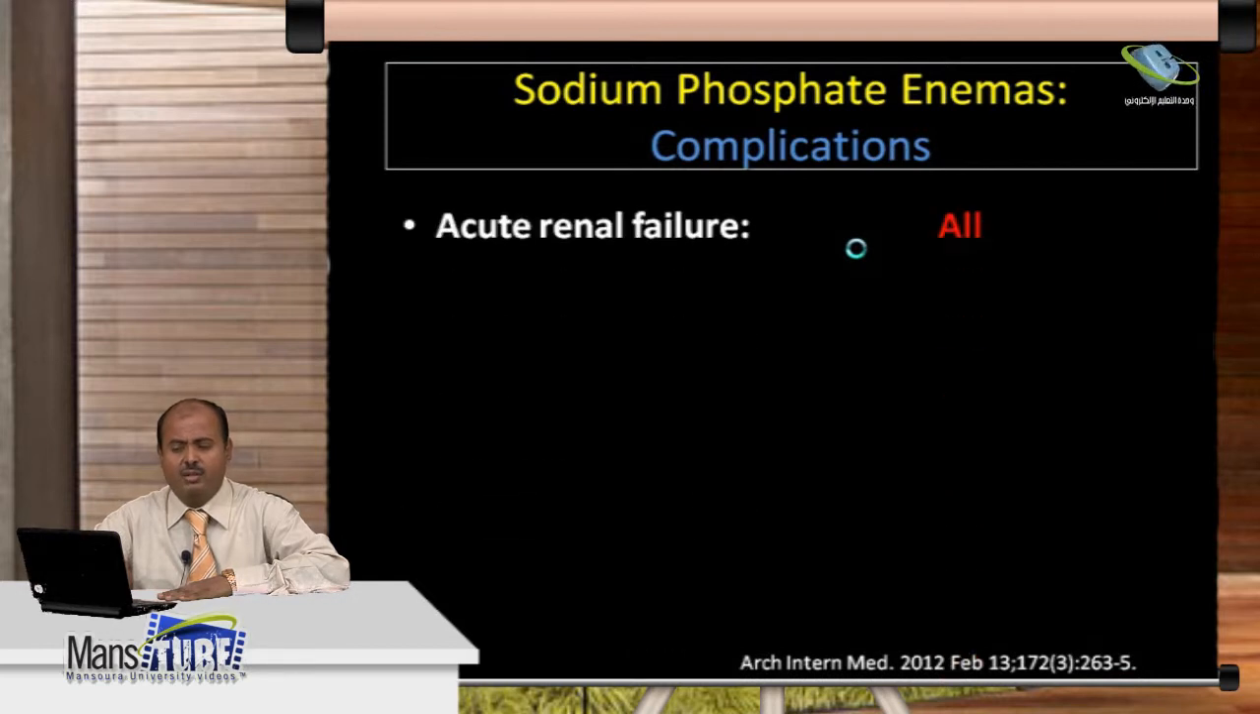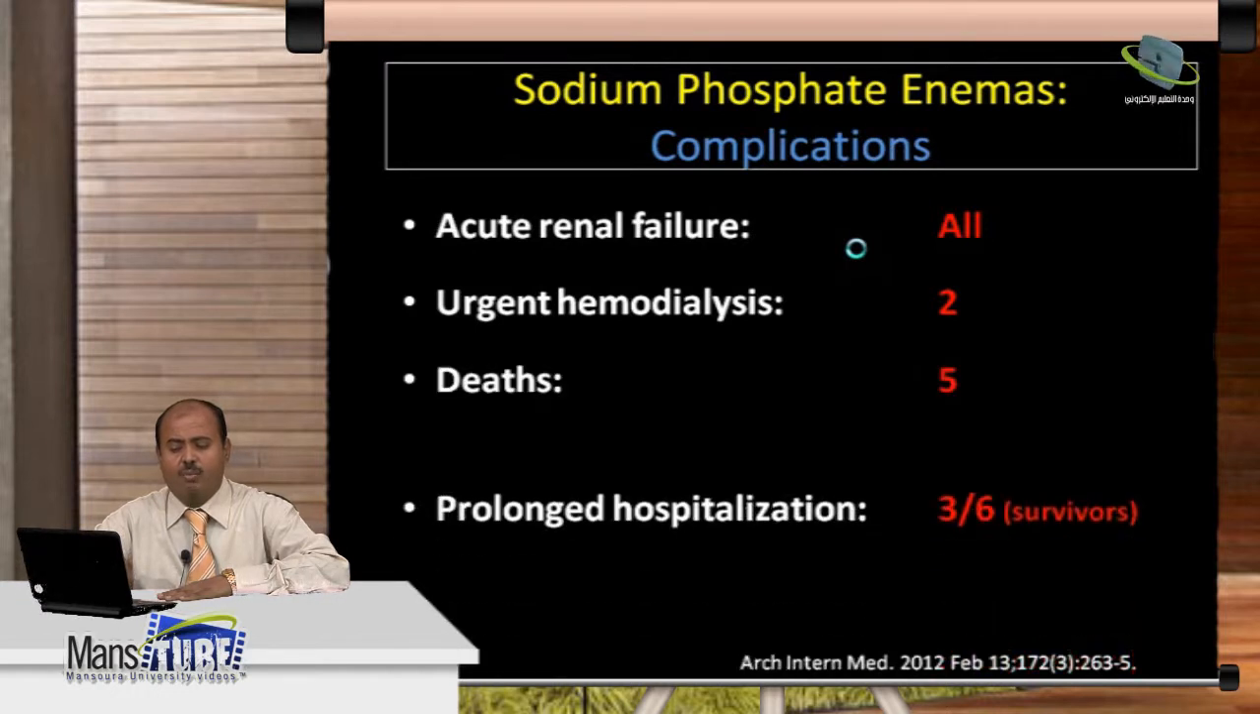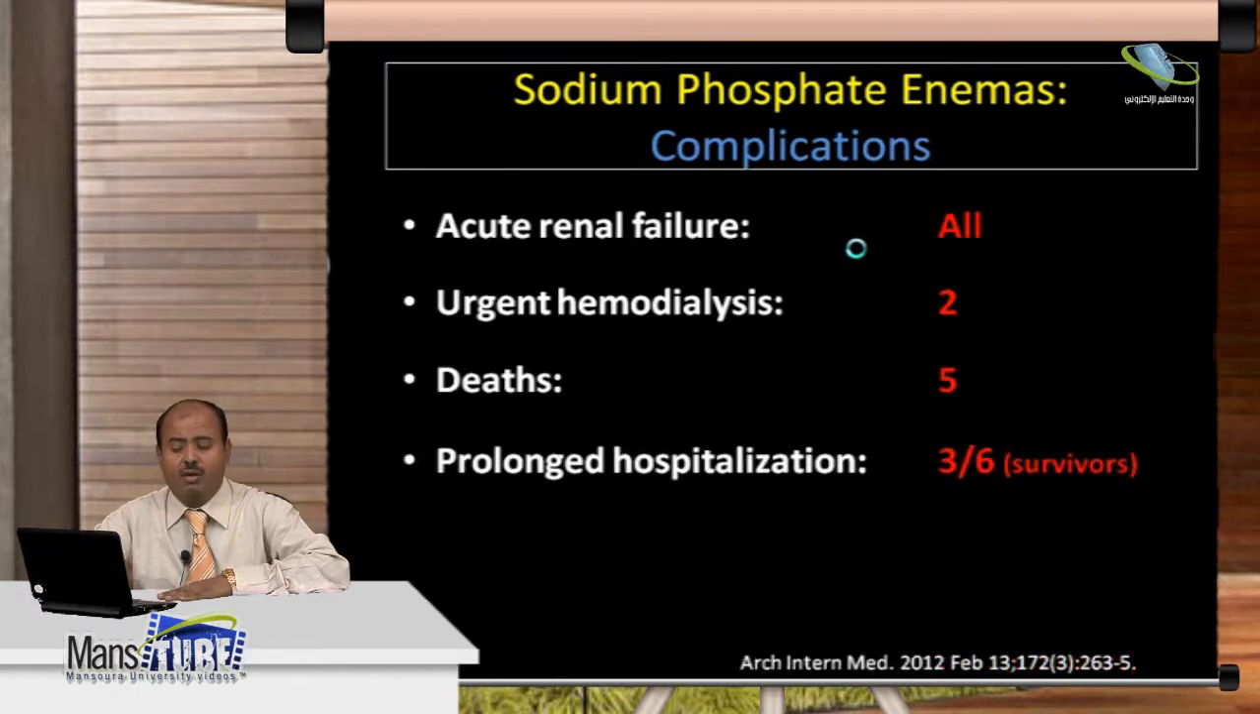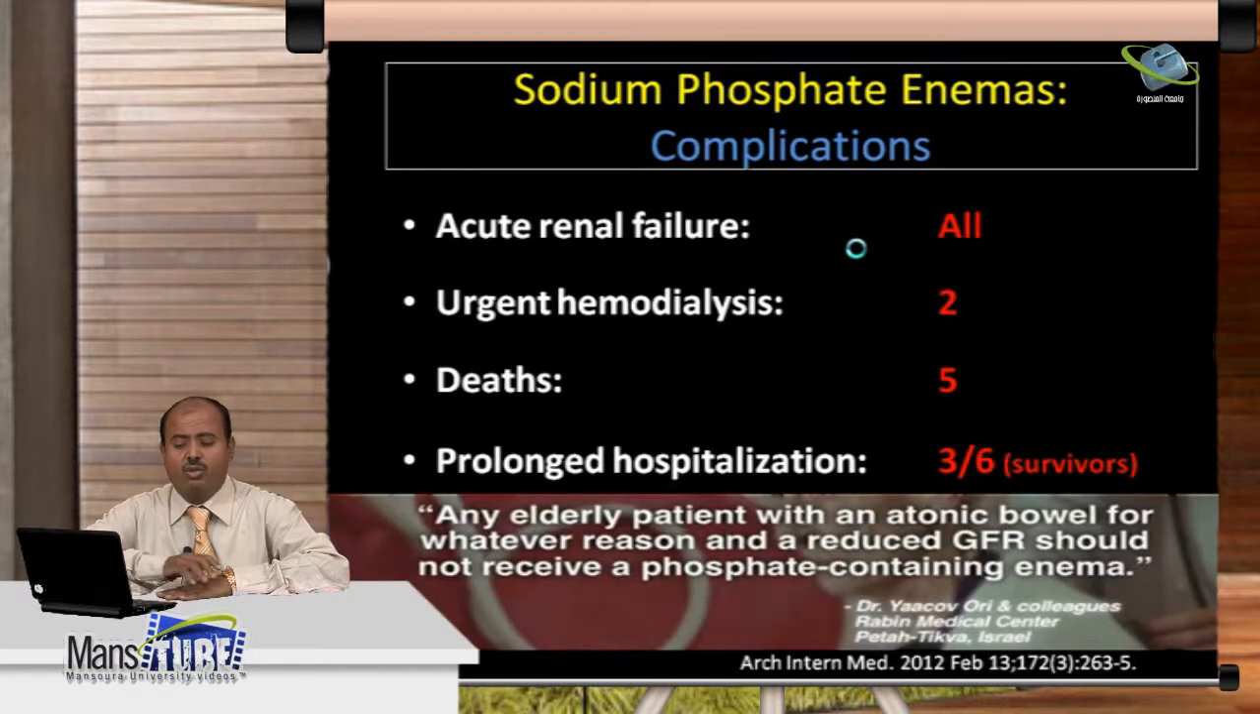All the patients had acute renal failure. 2 patients necessitated urgent hemodialysis, 5 deaths, and prolonged hospitalization for 3 of the 6 survivors. So the conclusion: any elderly patient with an atonic bowel for whatever reason and a reduced glomerular filtration rate should not receive phosphate-containing enema, because it may be complicated with acute phosphate nephropathy.